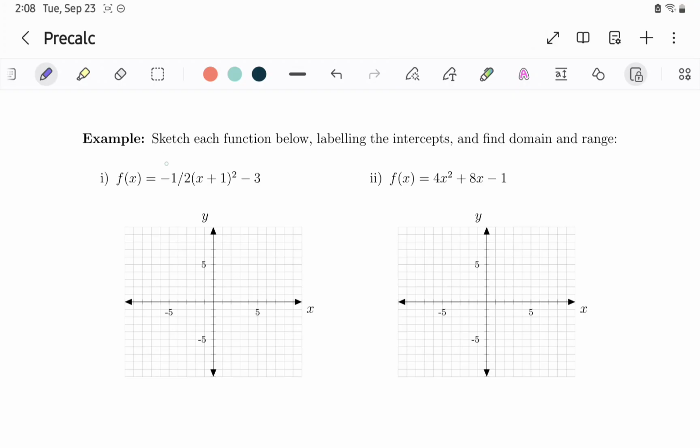Okay, so in these examples, we are going to sketch a given function, and we are going to then label the intercepts and find the domain and range. All right, so in the first of these examples, we are given the quadratic function f of x equals minus 1/2 times (x plus 1) squared minus 3.